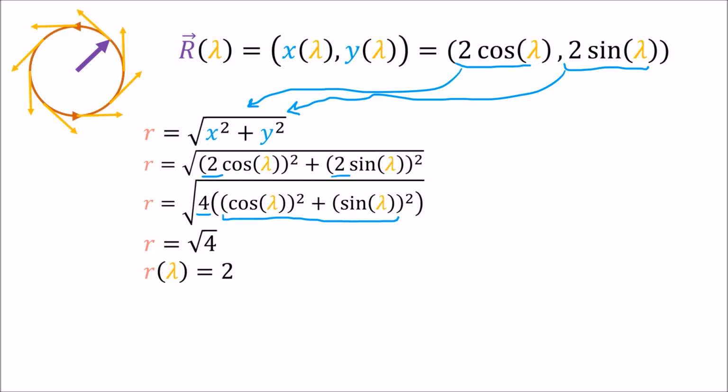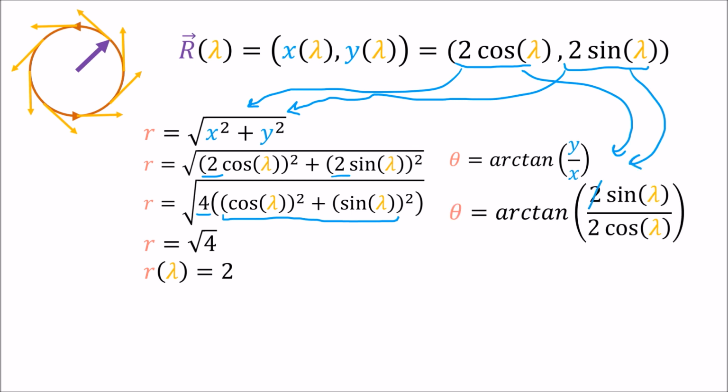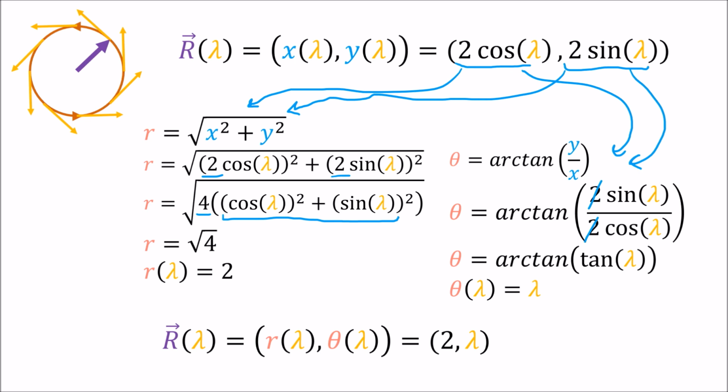Next, theta is equal to arctan of y over x, and substituting these in, we get this. So the 2's cancel, and as you might remember, sine over cosine is equal to tangent, and arctan of tangent, well, those are just inverse functions of each other, so the arctan and the tangent undo each other and cancel out, so we're just left with lambda. So theta of lambda is equal to lambda. So the parameterization of the circle curve in polar coordinates is just r equals 2 and theta equals lambda, which makes sense since it's just a curve of constant radius traveling around in a counterclockwise direction.